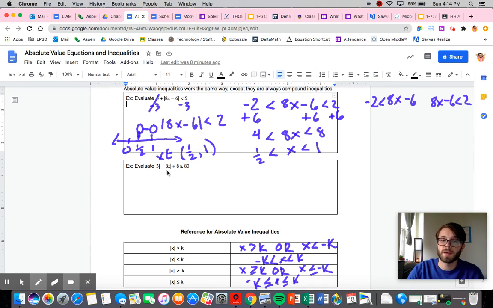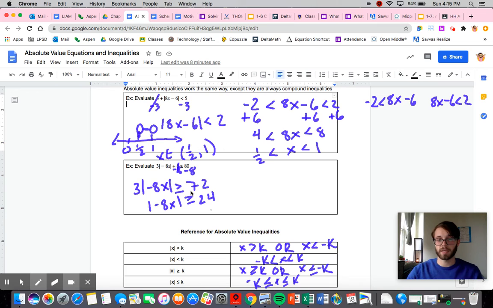All right, now let's look at the other scenario. Once again, we have to make sure to deal with isolating first. So let's subtract the 8. Subtract the 8. So I get 3 times the absolute value of negative 8x greater than or equal to 72. All right. When you divide by 3, you get the absolute value of negative 8x is greater than or equal to 24.